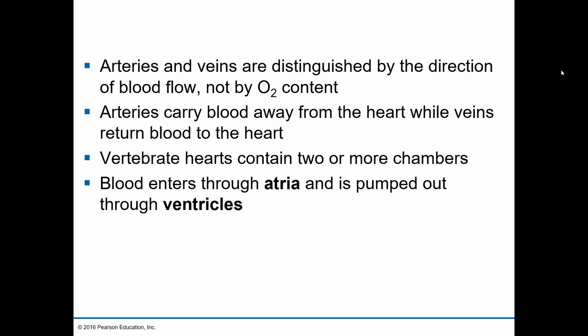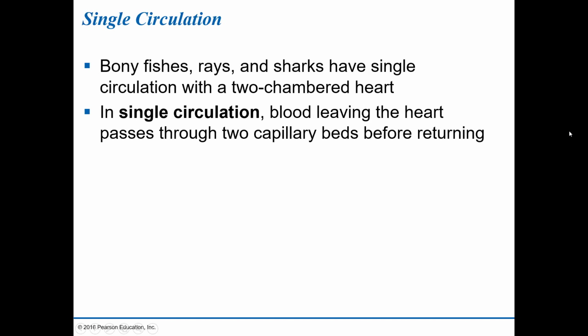A vertebrate heart contains two or more chambers, and so blood enters the heart through the atria and pumps out through the ventricles. Bony fish and cartilaginous fish like rays and sharks all have a single circulation with a two-chamber heart. What that means is that blood leaves the heart, passes through two capillary beds, and then comes back to the heart.